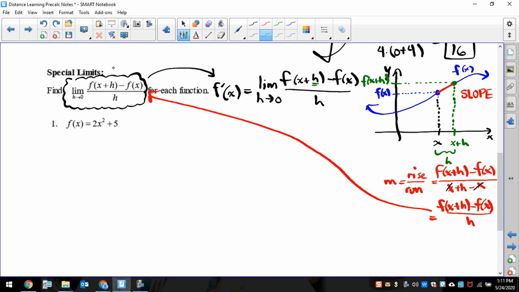So this formula is nothing more than slope. It looks complicated, but it's not. It's just rise over run. And by taking this limit here as h gets closer to 0, so the limit as h goes to 0, is going to imply that this green point is going to get closer and closer to the blue point, which means that this red line is going to be what's called the tangent slope. So the slope at that specific point.